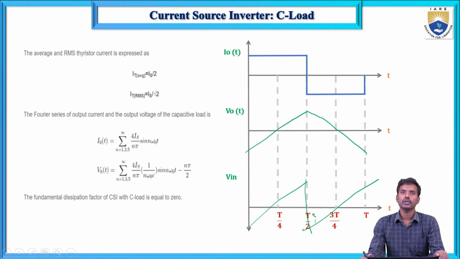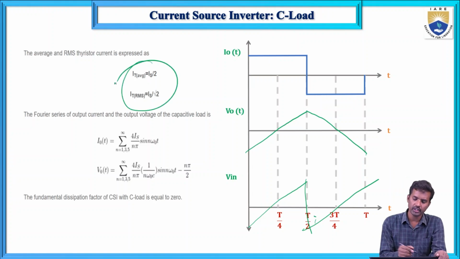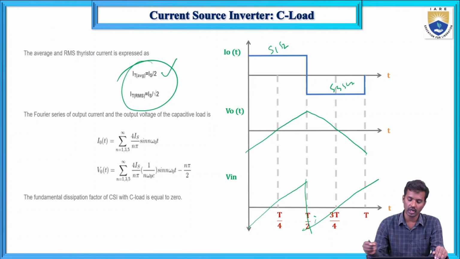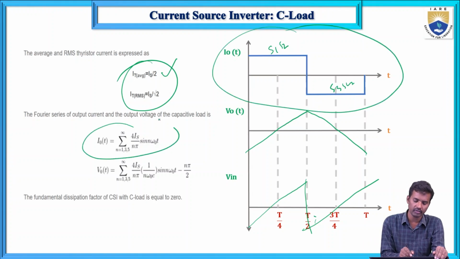This one. So now here average output, same equations. So output current is same for all loads: R load, C load, or parallel RC load. So we have already discussed thyristor RMS and average current: IS by 2, that is IS for S1, S2, S3 and S4. So IS by 2, and ITRMS equals IS by root 2. So now we know the formula. This is the same equation for current.